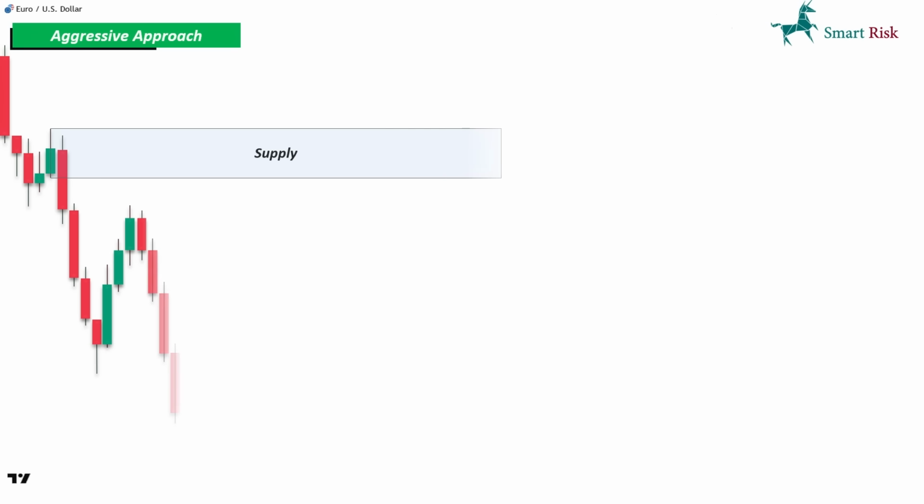Starting with the aggressive approach. Opening a position using this entry model is similar to placing a limit order within a higher time frame demand or supply zone. Imagine we have a perfect sell setup, just like the example on the chart, confirmed by all the rules and criteria of a high-probability trading setup.